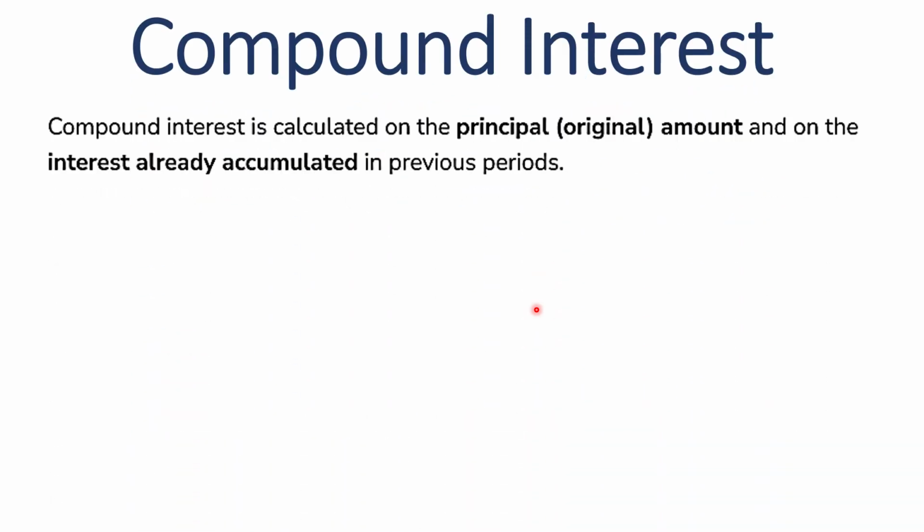First let's see what compound interest is in definition form. Compound interest is calculated on the principal, that is the original amount, and on the interest which we have already accumulated in the previous period of time. Now how do we calculate it? What formula do we use?